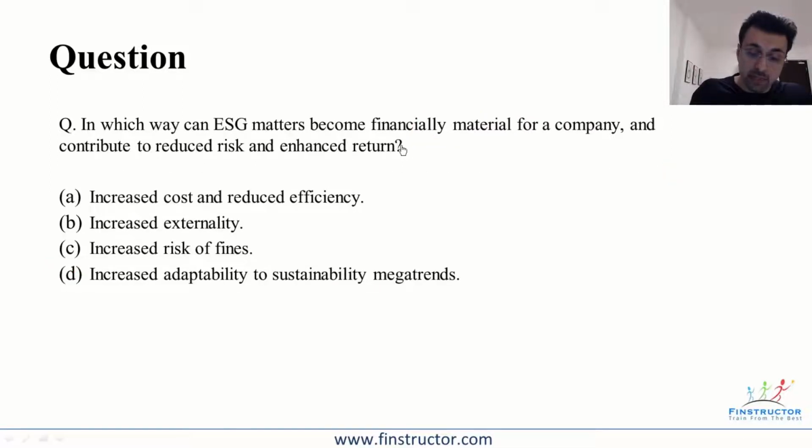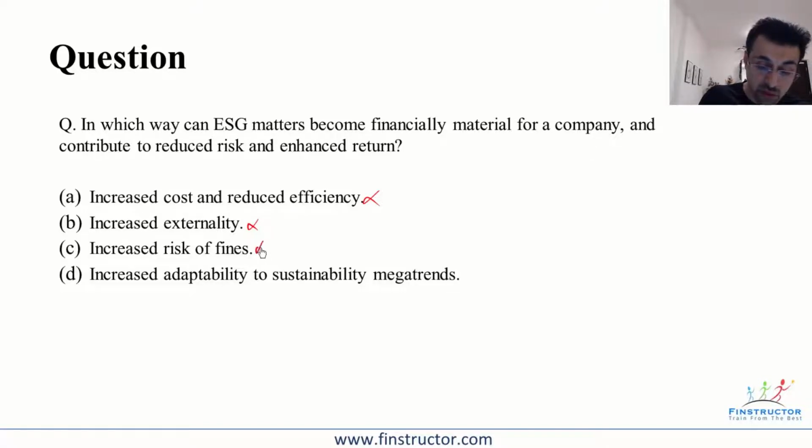In what way can ESG matters become financially material for a company and contribute to reduced risk and enhanced return? So how can ESG help financially? Increased cost and reduced efficiency is wrong. It's actually reduced cost and increased efficiency. If you incorporate ESG, it has been shown that generally these sustainability practices will reduce your costs and increase your efficiency. Decrease your externality. Externality is the cost to the environment, or costs that are suffered not by the buyer or the seller, but by society at large.